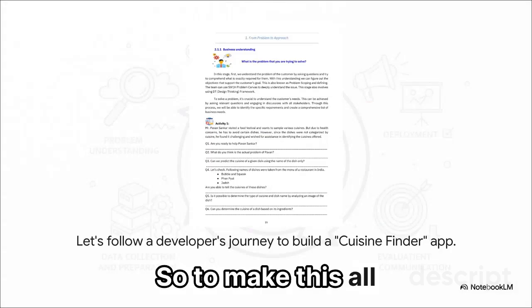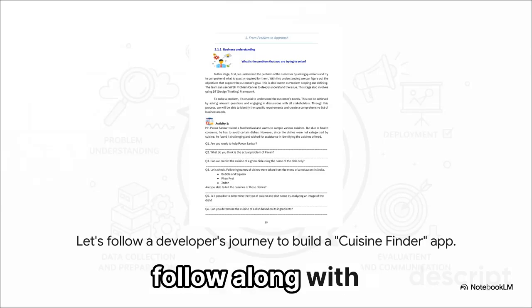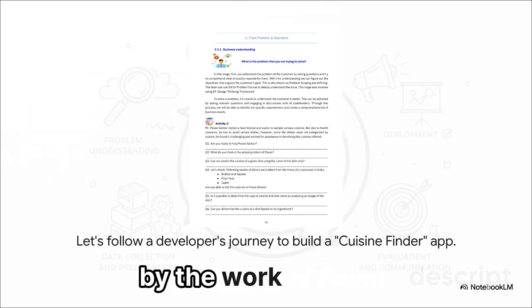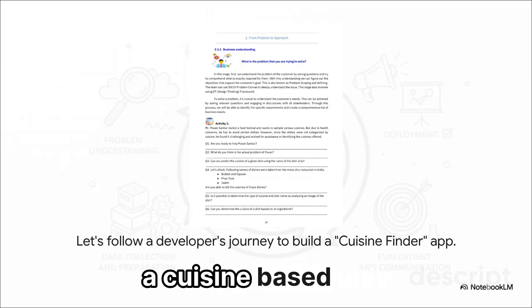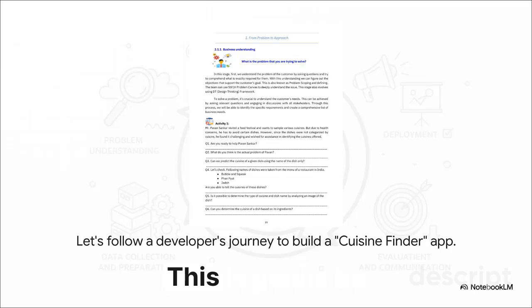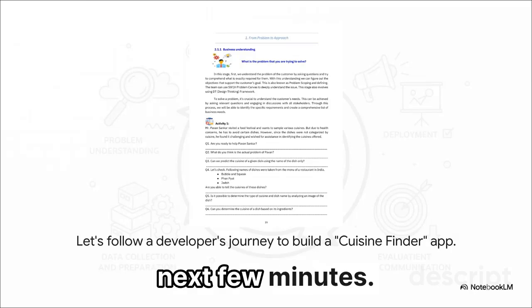So to make this all real, we're going to follow along with a developer, inspired by the work of Pavan Sankar, who wanted to build an app, let's call it a cuisine finder. The goal? To identify a cuisine based only on its ingredients. This is going to be our mission for the next few minutes.